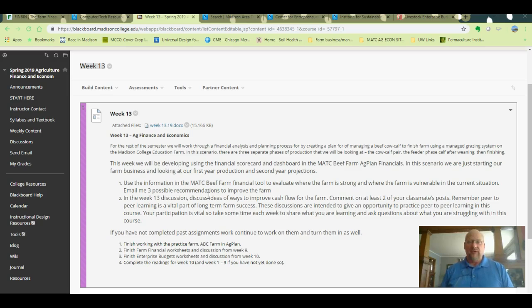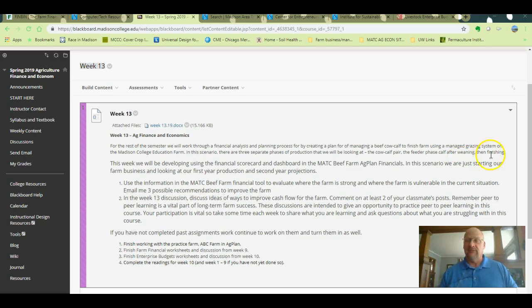What we want to do is just kind of work through together as a group: how would you find information to fill out these enterprise budgets, which is again looking at the break-even cost of production, looking at the total cost to produce anything. And in the case of an animal, we're going to be looking at the cow-calf pair, on a per cow basis.